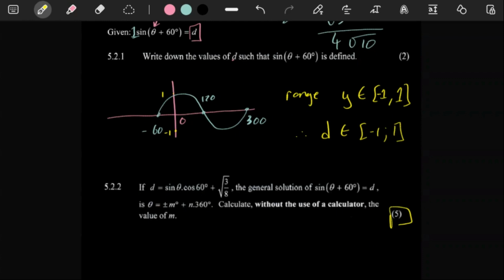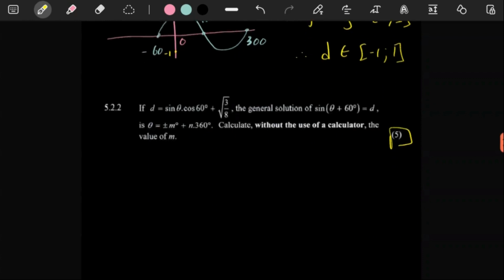So I feel like we should just get the general solution. I don't even know why we are busy here doing dumb things. Yeah, d is equal to this. The general solution of this is theta is equal to blah, blah, blah.